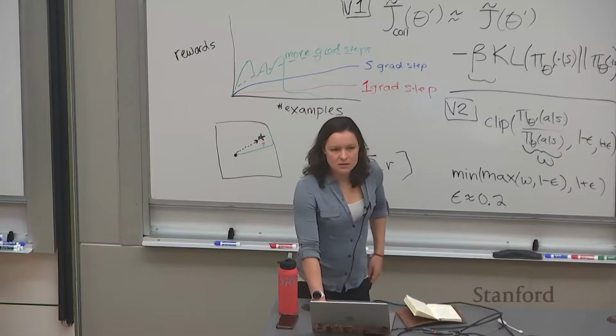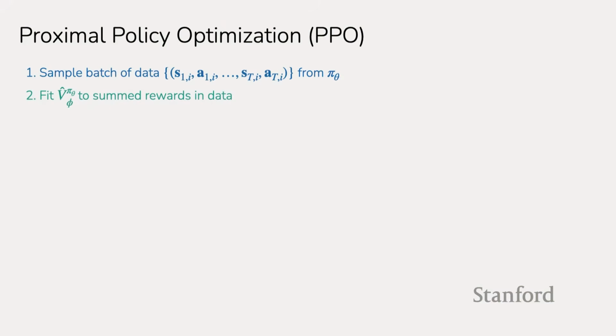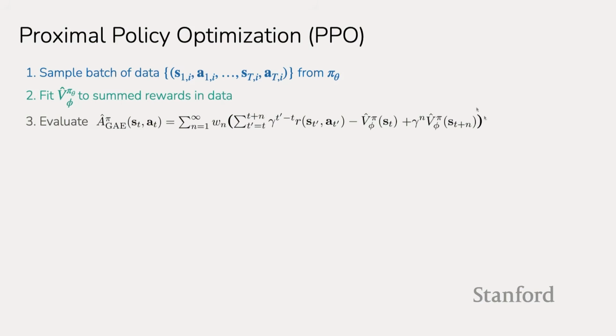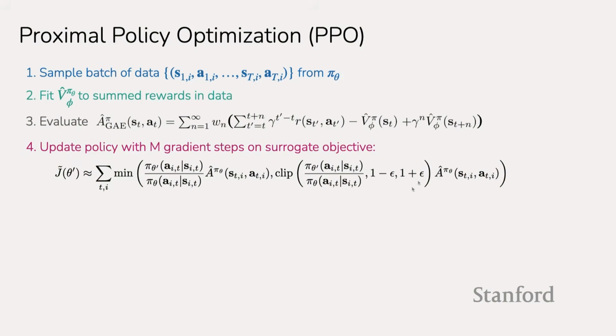Okay. Cool. So for the final PPO algorithm, we sample a batch of data, we fit a value function to that data, and then we evaluate this generalized advantage estimate that we just talked about. And then we will update the policy by taking m gradient steps on the surrogate objective, where the surrogate objective uses these clipped importance weights with the GAE estimate of the advantage function. And then you can repeat this process: after taking m gradient steps, sample a new batch of data, fit a new value function to that, and repeat the process.